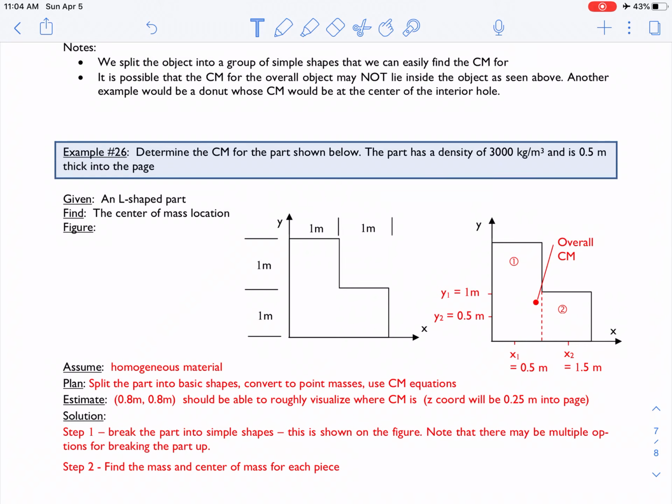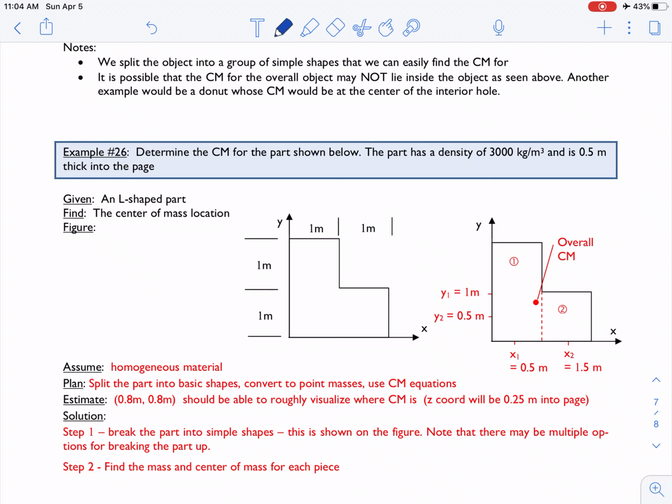Okay, so next is an example to kind of understand how to put this in the problems. This problem is also a little bit different because it doesn't give you the masses, instead it gives you the density. So let's read it first.